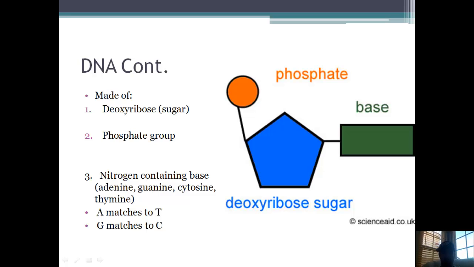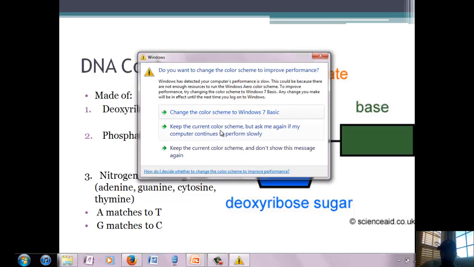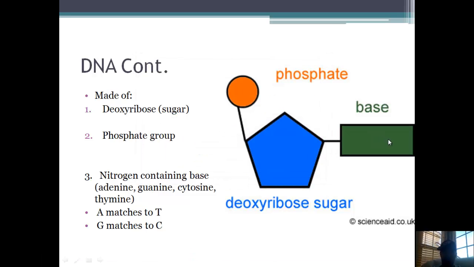So each building block of DNA looks like this little structure here on the right. You've got a deoxyribose sugar, a phosphate group, and a base. The sugar and phosphate, the part towards the blue and the orange, would be the outside part of the DNA, and that would form the backbone. And then the green part would be the nitrogen base in the center.